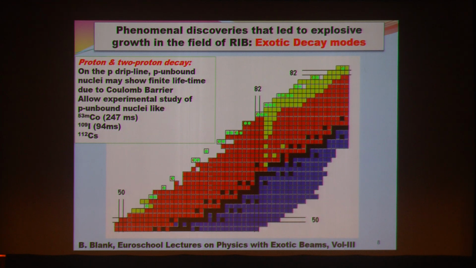Then the next thing I will talk about is exotic decay modes. So, for example, proton and 2-proton decay. On the proton drip line, proton unbound nuclei may show finite lifetime due to the Coulomb barrier. So, that gives us the opportunity to allow experimental study of proton unbound states, and these are the 3 examples, but it is not limited to 3.